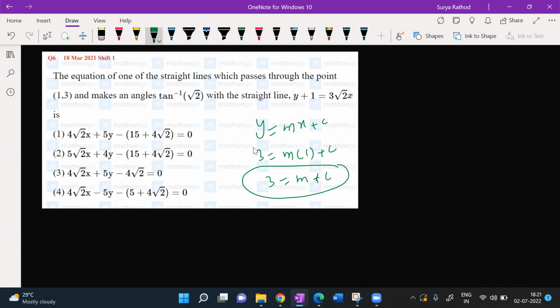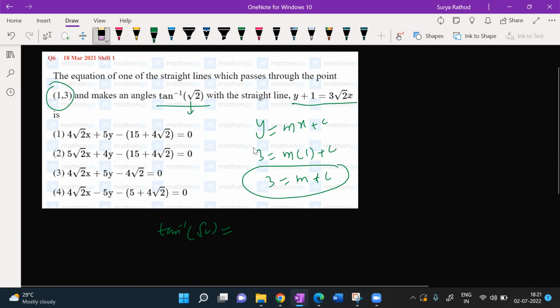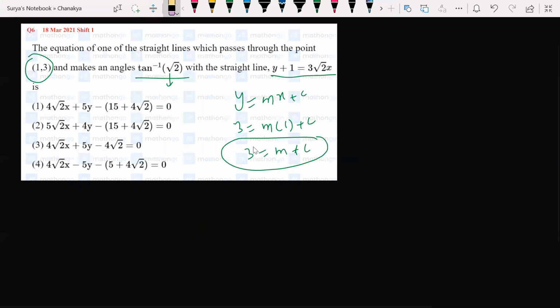What I did here, I substituted the equation of a straight line that passes through the point (1, 3) and makes an angle of tan inverse of this with the straight line. So basically, tan inverse of root 2 is given. What is the formula for tan theta? We know one slope.